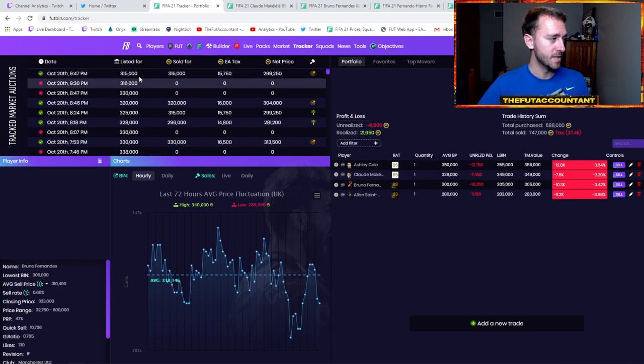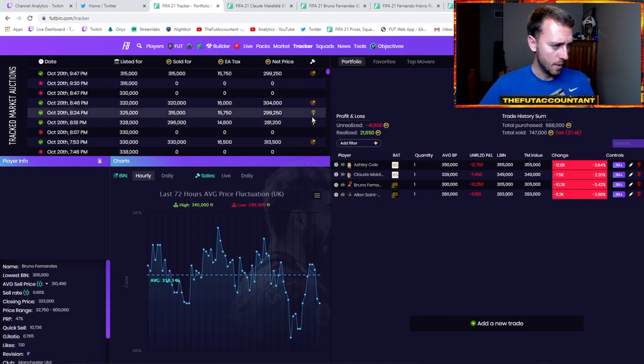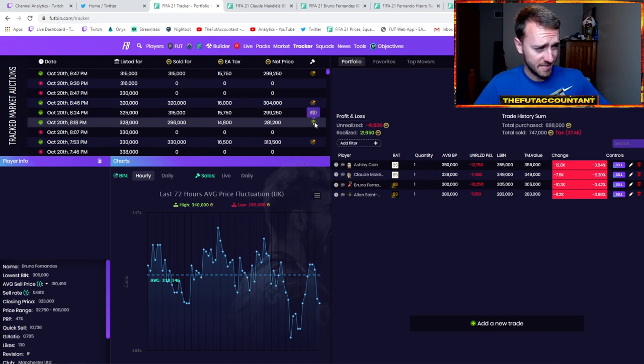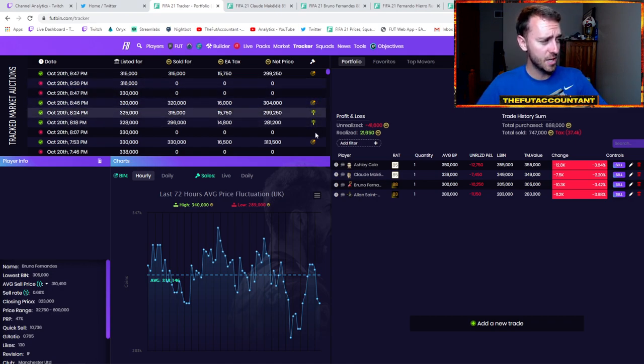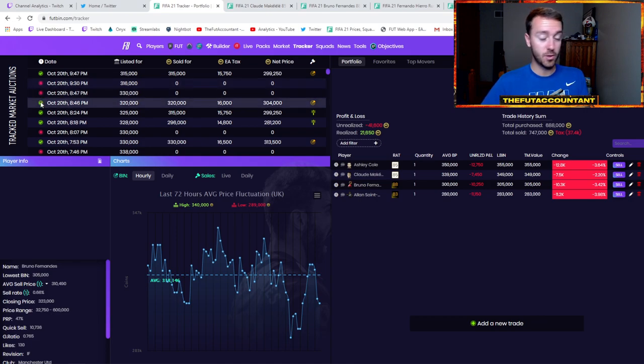There's the tax and the price it was listed for. So it went for a BIN, right? Over here, this little arrow means it was a BIN. And then there's the bid, which has a different sign, and that's how you know if it's a bid or a BIN. Red means that the item did not sell. Green means the item did sell.